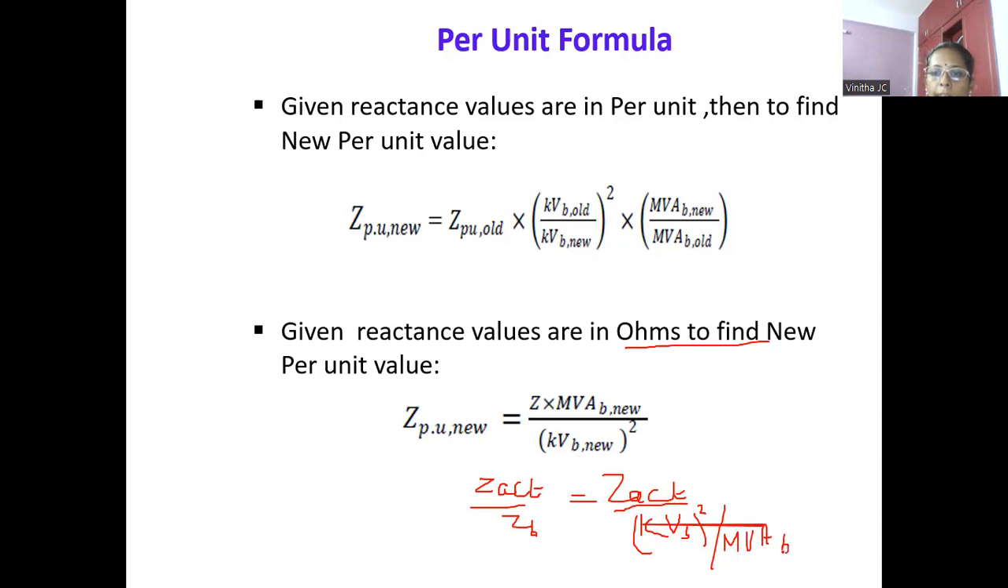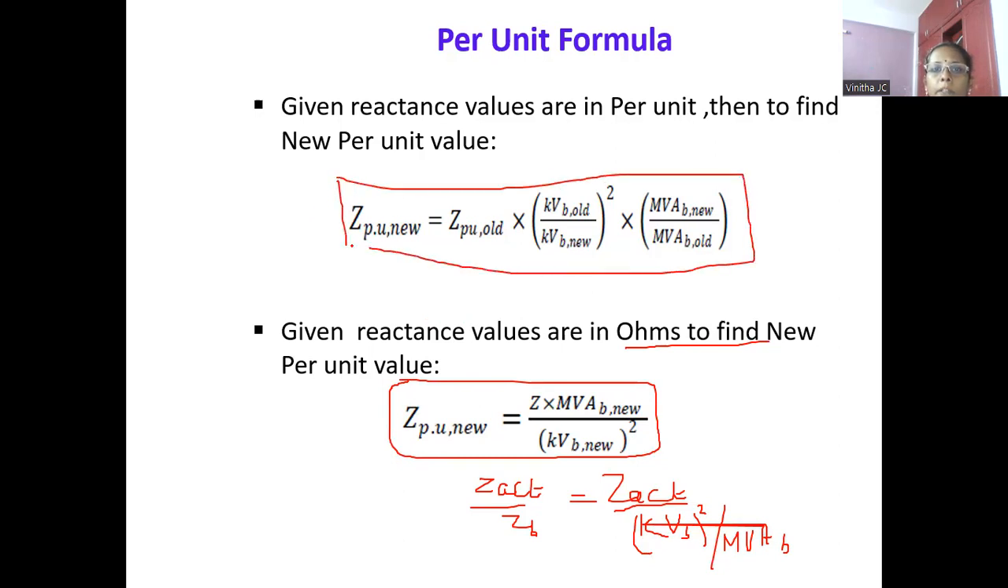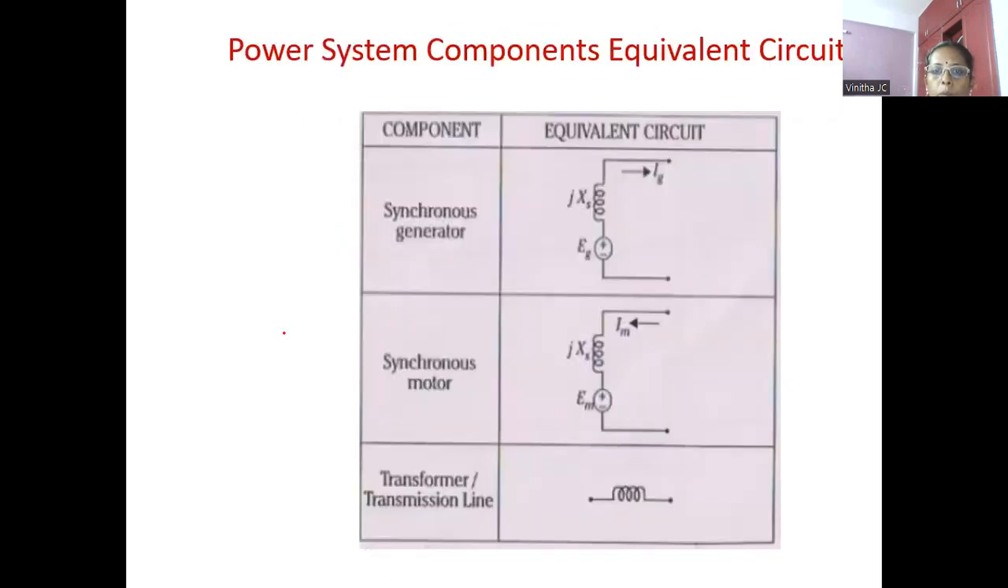Now, this formula can be rewritten as Z per unit new is equal to Z actual into MVAB new divided by KVB new the whole square. So, there are two formulas used here to calculate Z per unit new. One is Z per unit new is equal to Z per unit old into KVB old by new the whole square into MVAB new divided by MVAB old. And the second formula, if all the data for all the components are given in terms of ohms, then we can use this formula to calculate Z per unit new.